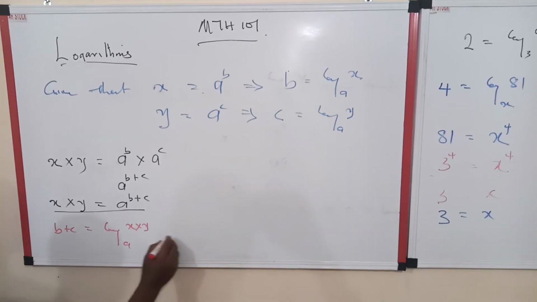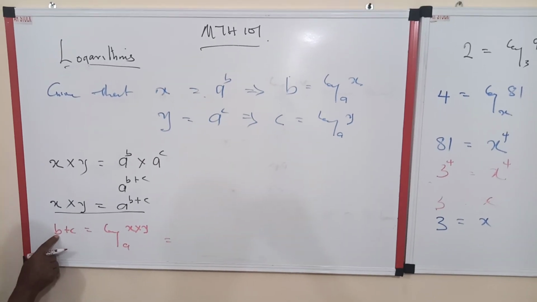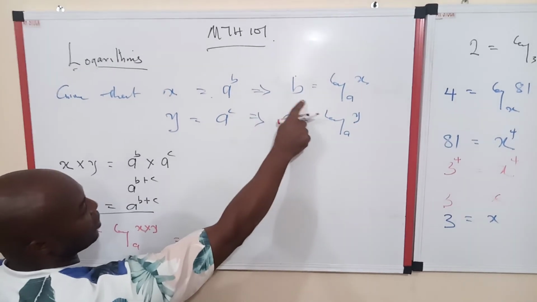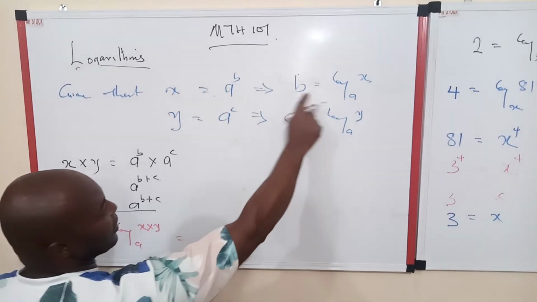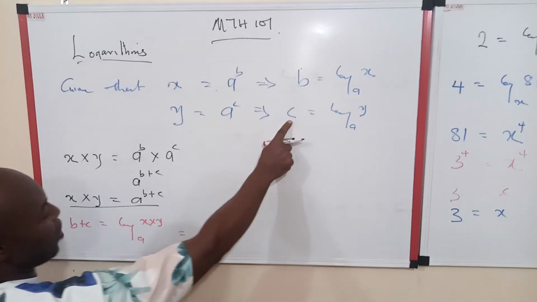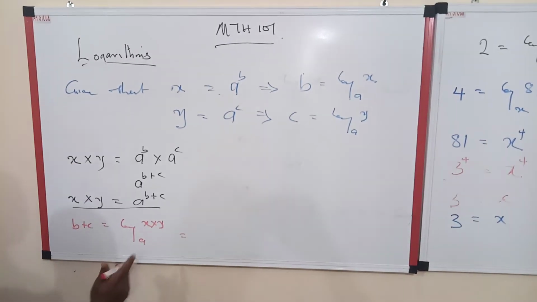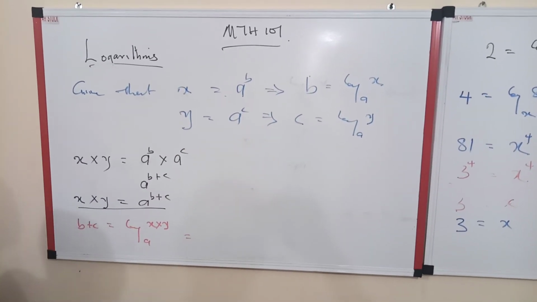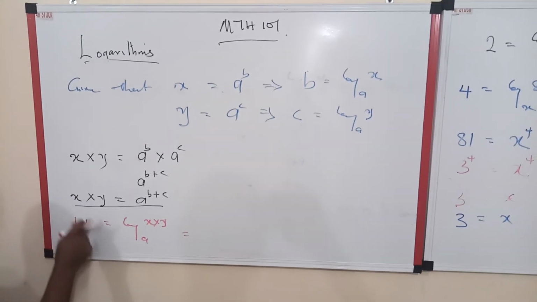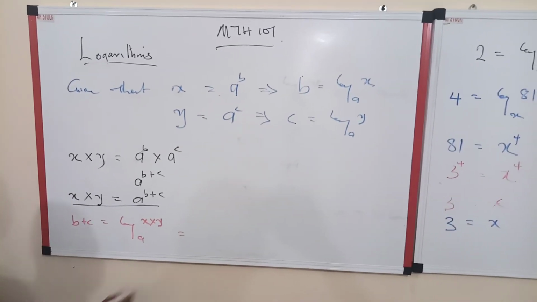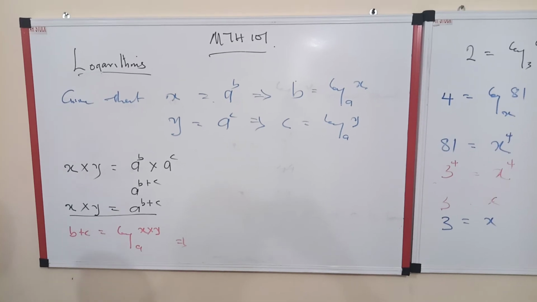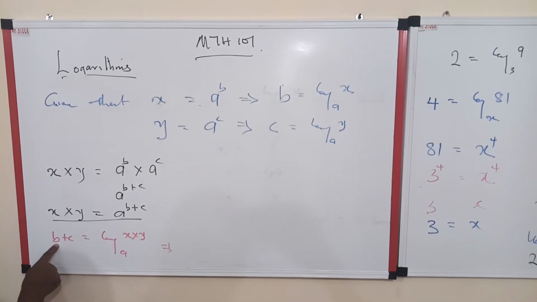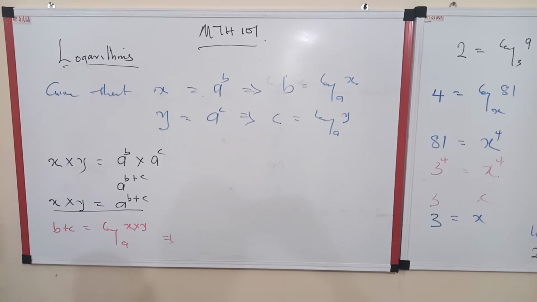Now if that is true, from this initial expression we have b in terms of logarithm. We also have c in terms of logarithm. We want to convert it to logarithm because this other right hand side is in terms of logarithm. So let's also rewrite this side in terms of logarithm, meaning we are going to write b in terms of logarithm, also c in terms of logarithm.